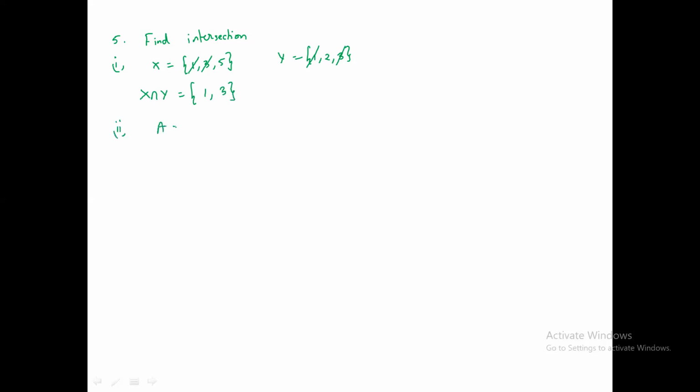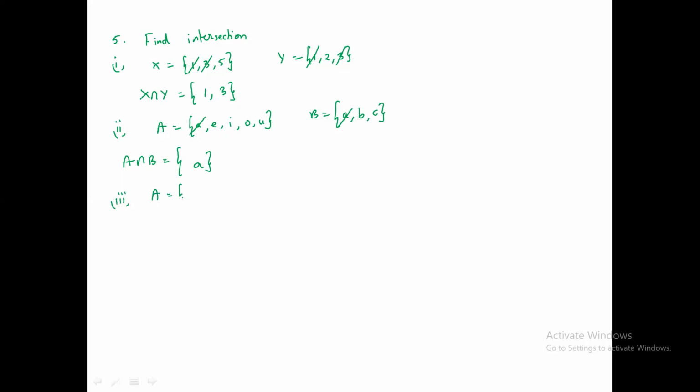Next, A set is having a, e, i, o, u. The set B is having a, b, c. A intersection B is common. a is common, only a. So I'll write only a.